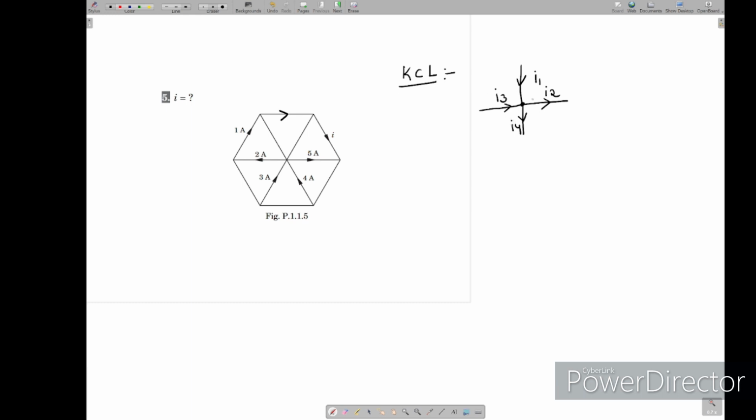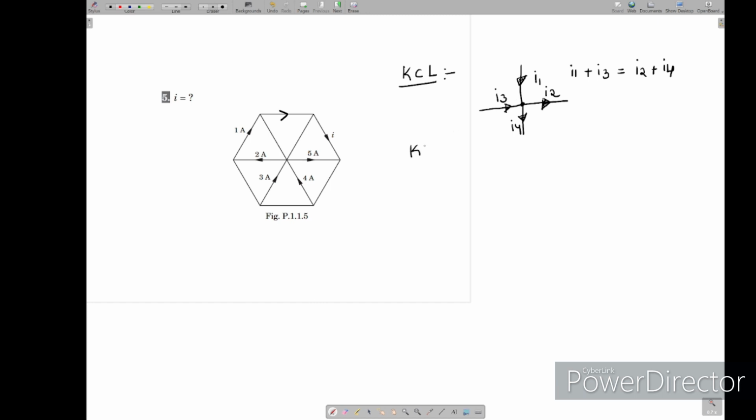So as per the KCL, it's the sum of the entering currents. You see the arrow which is entering the node. This is also entering the node. These I4 and I2 are leaving the node. So what KCL says is the sum of the entering currents, I1 plus I3, equals the sum of leaving currents, I2 plus I4. This is the KCL. So wherever you require currents entering and leaving, we can use this law.